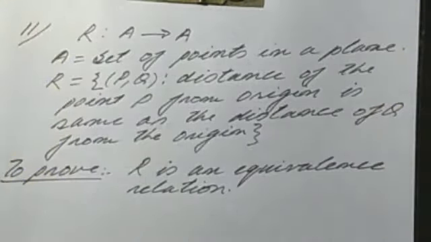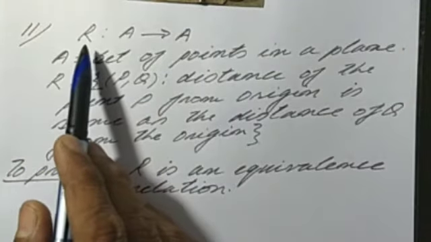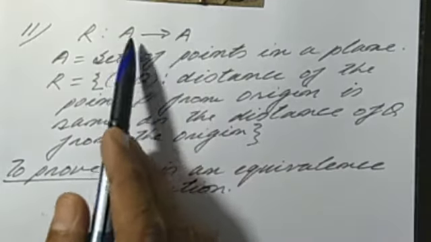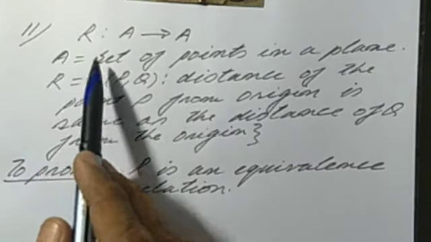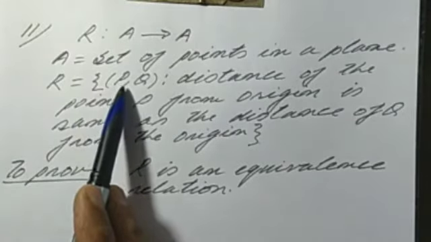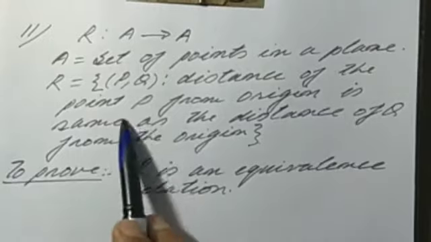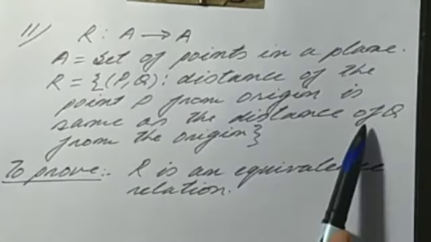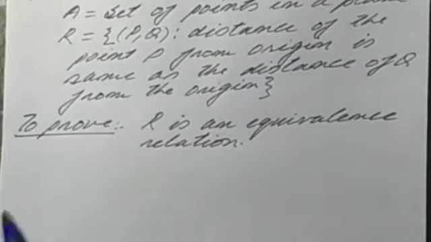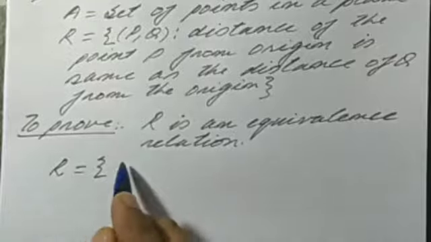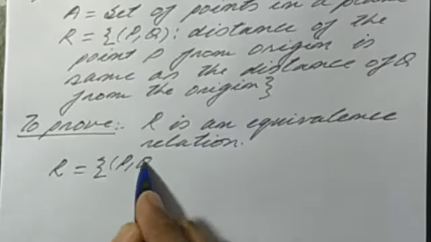You should try yourself. Now in sum 11, R is a relation in the set A, that is domain and codomain both are A, and the set A is given as a set of points in a plane, and R is defined as a set of ordered pair P comma Q where distance of the point P from origin is the same as the distance of Q from the origin. So we may also write the relation R in simpler way.